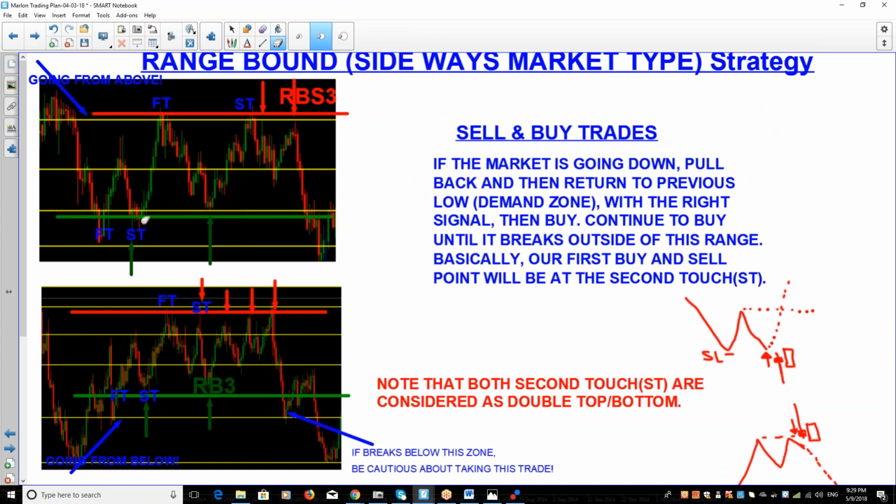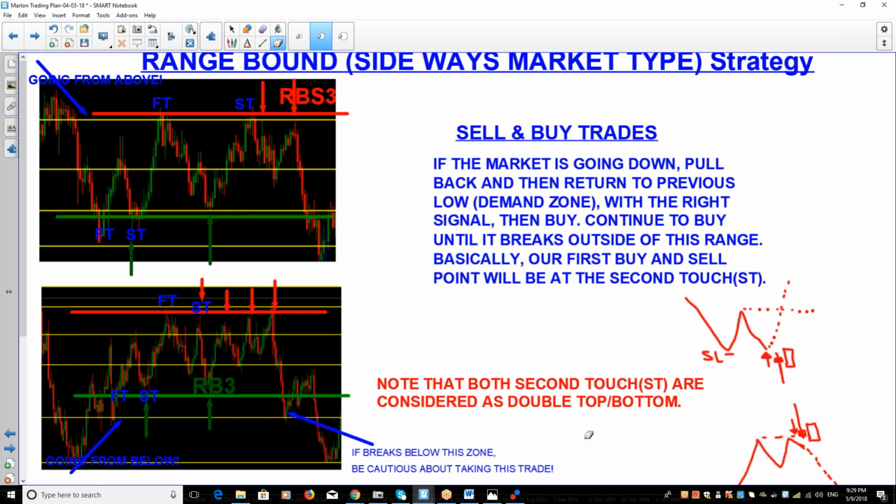My second touch is where, like, my double bottom. Then this is my first touch. I'm not looking to touch. The market comes back, we get the right signal there, then we're looking to sell. Okay, and that's our range bound market.